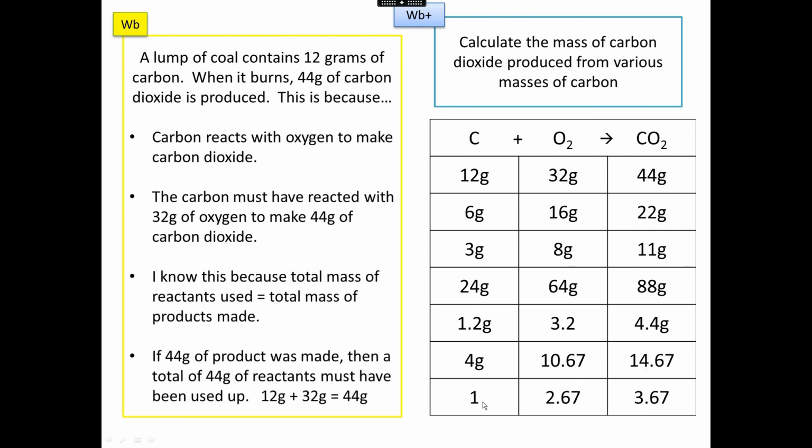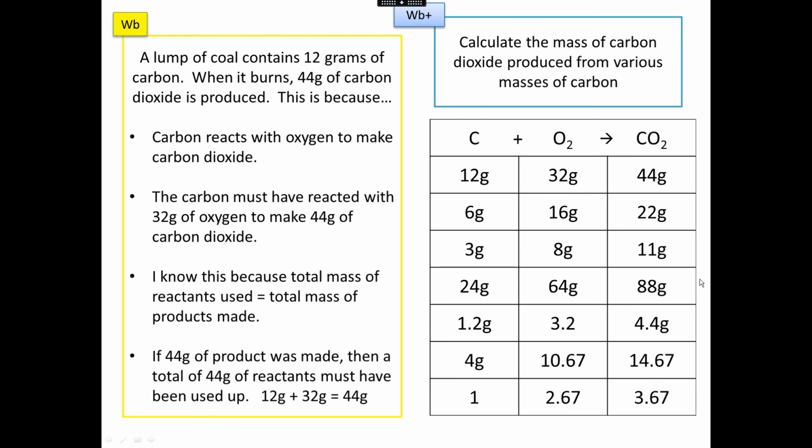With this one, then, to find 1 gram, you can either take the first one and divide it by 12, or take the second one and divide it by 6, or take that one, 4 grams, and divide it by 4. And for every 1 gram of carbon that's burnt, 2.67 grams of oxygen will be used, and 3.67 grams of carbon dioxide will be formed.